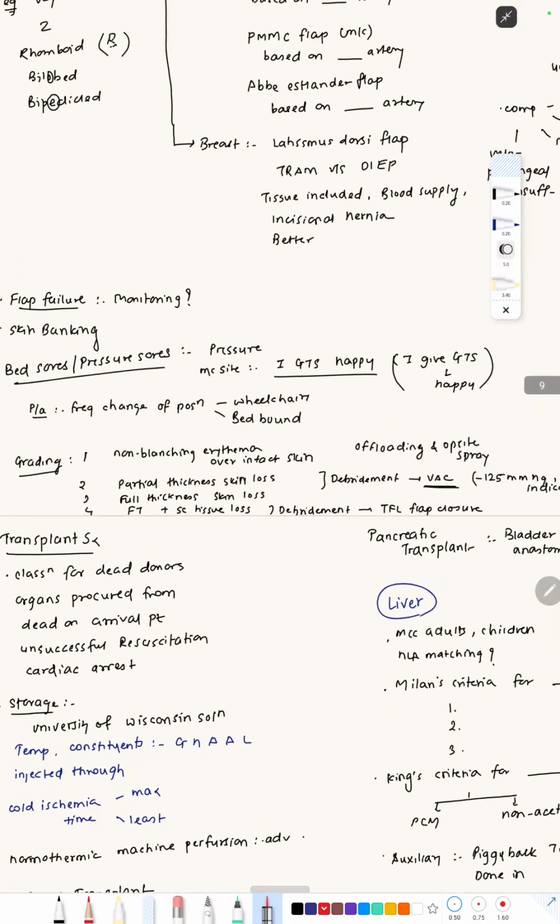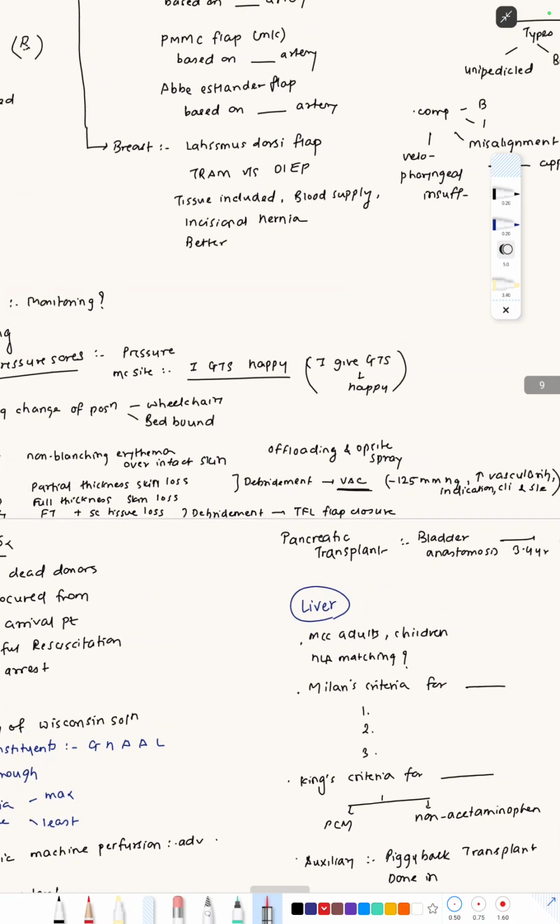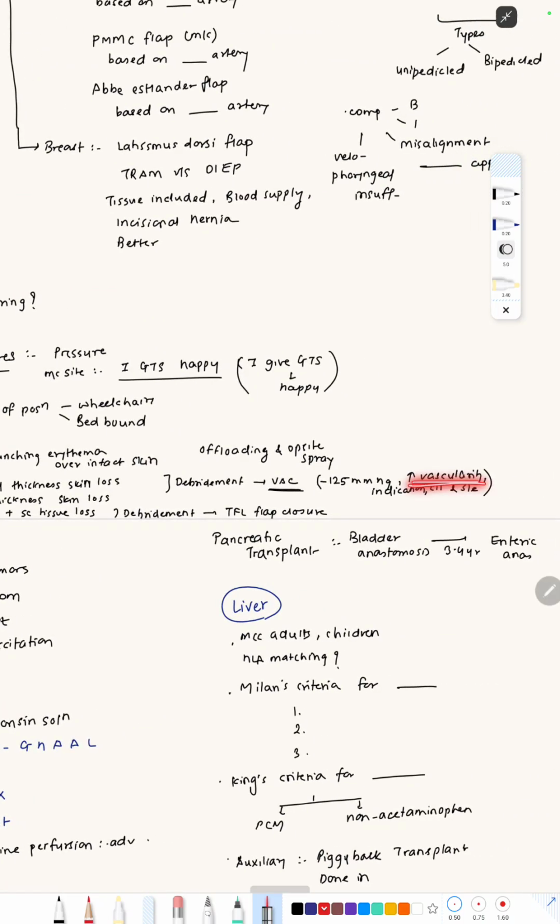Then for partial thickness skin loss and full thickness skin loss, debridement is done, after which a VAC is applied, that is vacuum assisted closure, where a pressure of minus 125 mmHg is used. It leads to an increase in vascularity. So one of the side effects of this, the most common complication, is going to be bleeding.